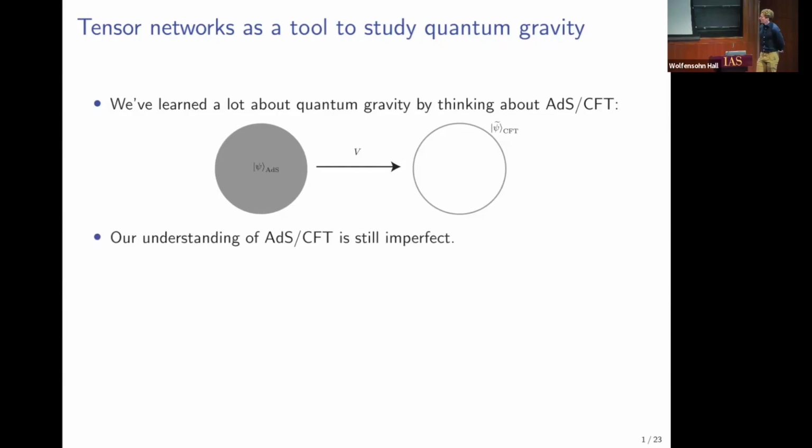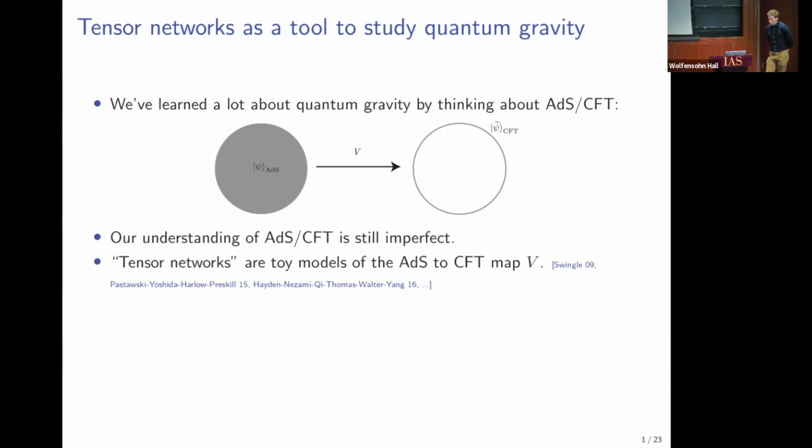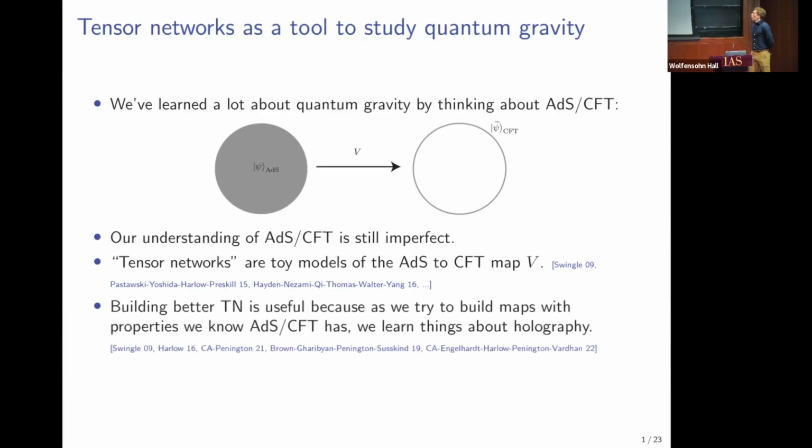Even though we've learned a lot by thinking about AdS/CFT, our understanding of it is still imperfect, so we'd like to understand it better. Tensor networks are the subject of this talk, and they are essentially toy models of the AdS to CFT map V. There's been a lot of work on them, and the reason we think about these toy models is that we try to build them with properties that we know AdS/CFT has, and I'll mention some of those. As we do it, we learn there are certain tensions between these different properties, and resolving these tensions, getting a model that has all of them, is very informative. So we learn more about AdS/CFT as we try to build these tensor networks. That's the motivation for them.